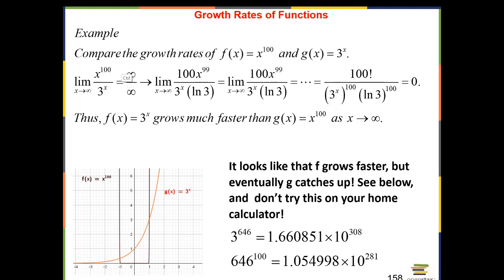Well, we take the derivative. What's the derivative of x^100? 100 times x^99. What's the derivative of 3^x? It's 3^x times ln 3, right? Well, that doesn't work because you still get infinity over infinity.